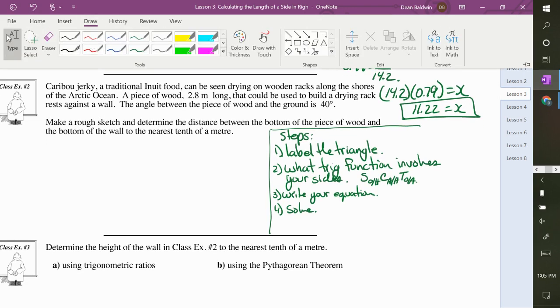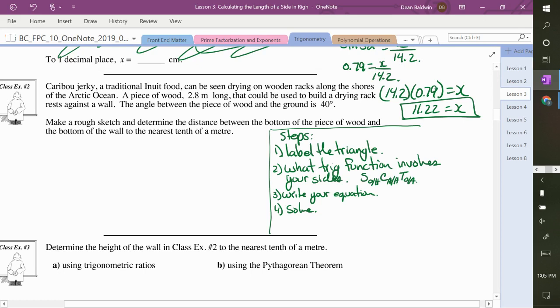So, we have a piece of wood that's 2.8 meters long. Build a drying rack, rest against the wall, angle between the wall and the ground. Okay. These are common questions, all right? Now, they're going to give you a bunch of information. What shape are you trying to make in trigonometry? You're trying to make triangles.